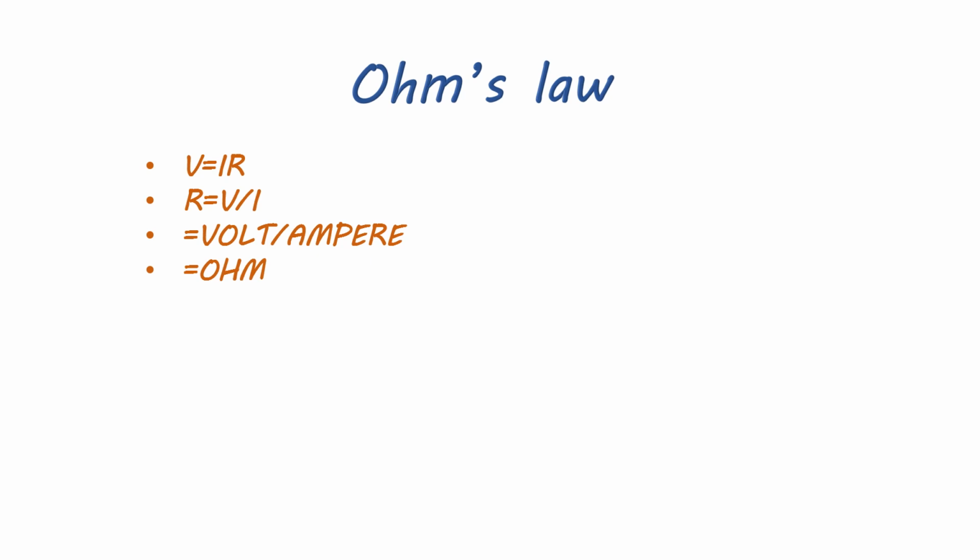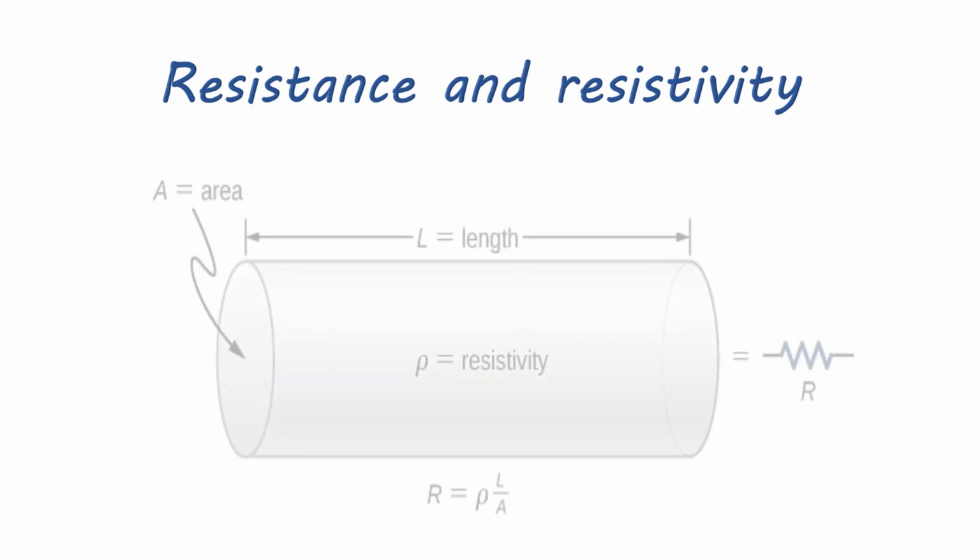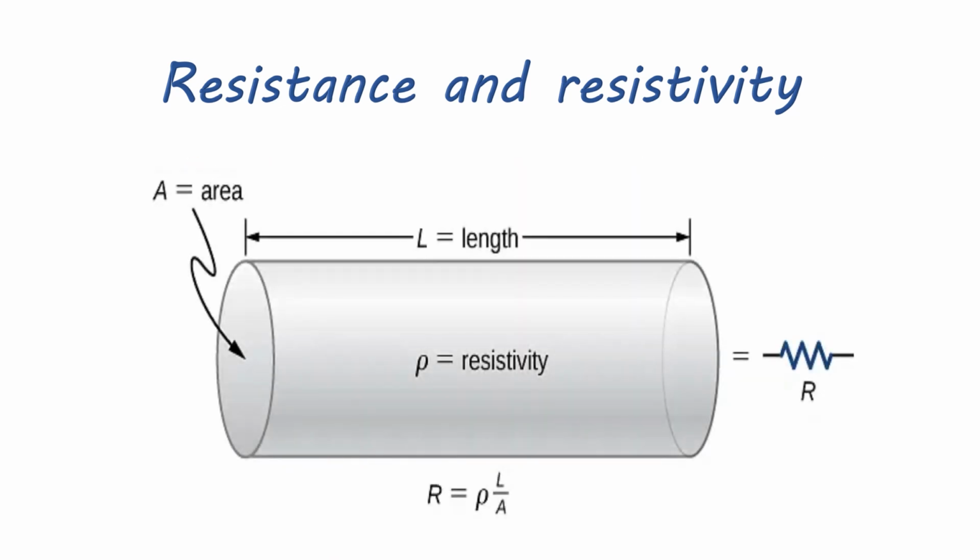Now let's talk about the resistivity. So basically, resistivity is a fundamental specific property of a material that measures its electrical resistance, or how strongly it resists the electric current. Basically, to understand the resistivity, first we have to understand the diagram to show the resistivity. Now resistance is totally opposite to the resistivity, or we can say opposite, but it is a big change with the resistivity.